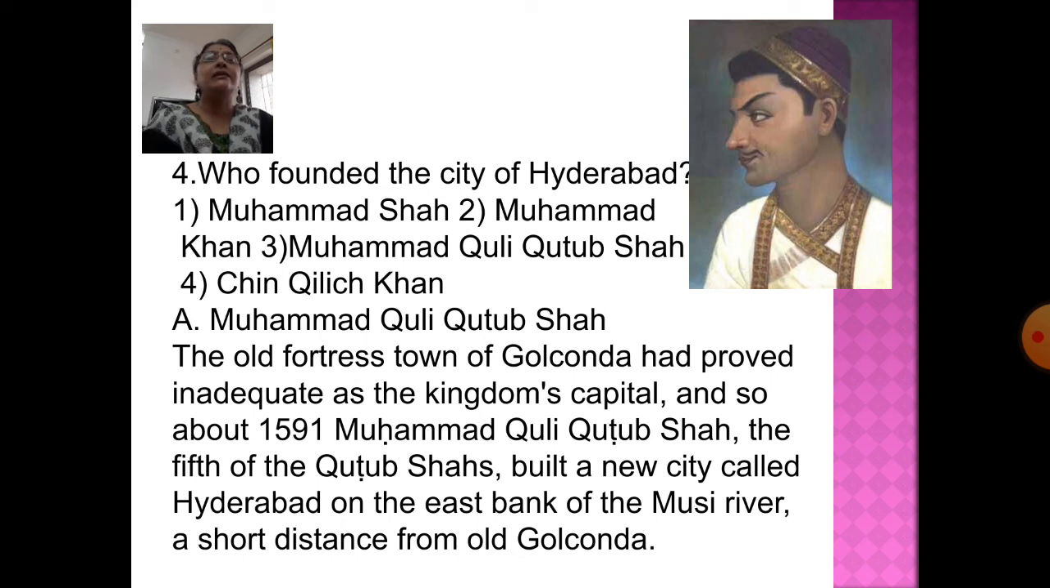The old fortress town of Golconda had proved inadequate as the kingdom's capital, and so about 1591 Muhammad Quli Qutub Shah, the fifth of the Qutub Shahs, built a new city called Hyderabad on the east bank of the Musi River, a short distance from old Golconda.